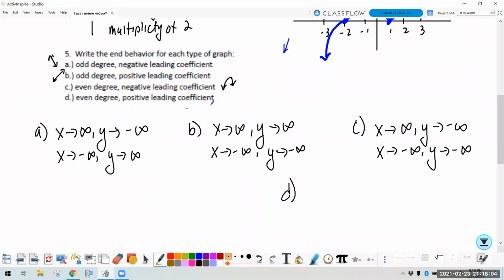Even degree positive leading coefficient is like a parabola at the end. So x goes to infinity, y goes to positive infinity, whoops. X goes to negative infinity, y goes to positive infinity.